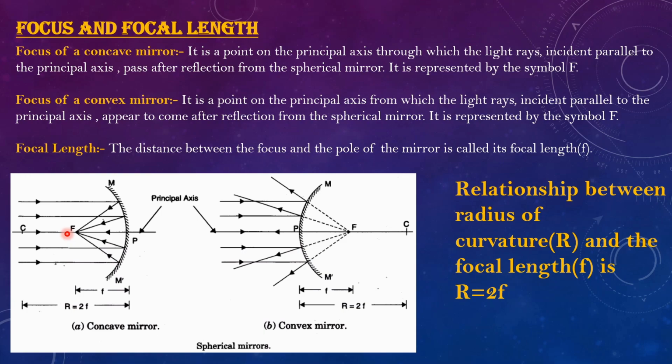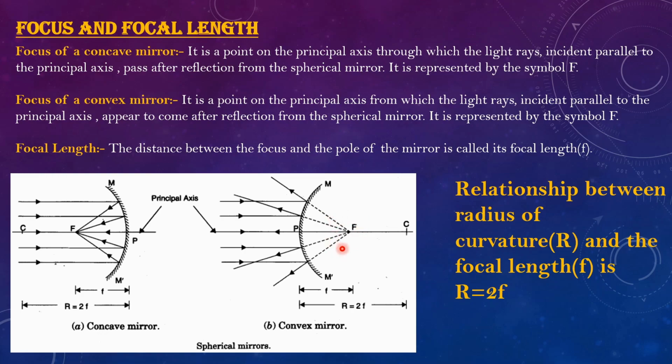Focus of a convex mirror. It is a point on the principal axis from which the light rays incident parallel to the principal axis appear to come after reflection from the spherical mirror. It is represented by symbol F.